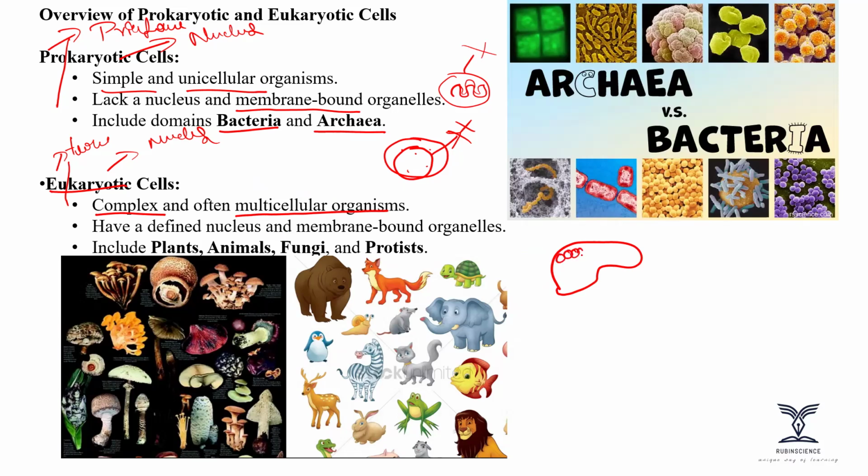The liver has multiple cells. Here, a group of cells together forms a tissue, a group of tissues together forms an organ, a group of organs together forms an organ system, and a group of organ systems forms an organism. So for a single organ or tissue, there are multiple cells. These are multicellular organisms. The most important thing is that they have a defined nucleus and membrane-bound organelles. So what all is absent in prokaryotes is present in eukaryotes. Examples are plants, animals, fungi, and protista.